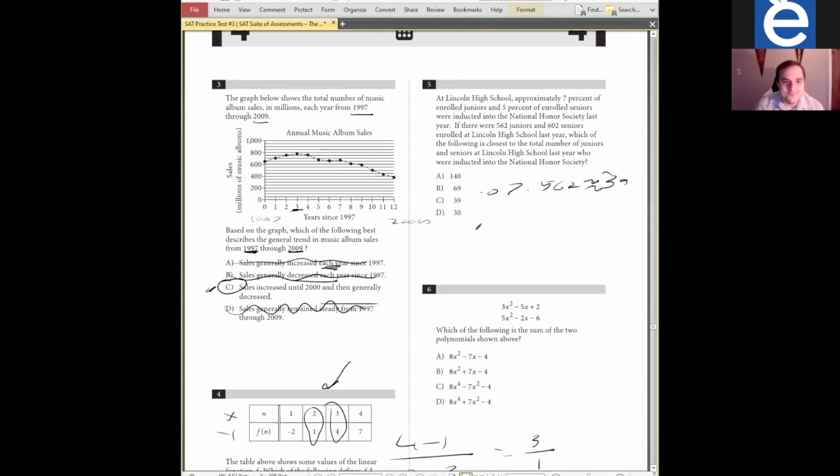All right, now 0.05 times 602. That is about equal to 30. So 69. We just add them together, and then that'll give us that combined thing. Yep. All right, moving right along.